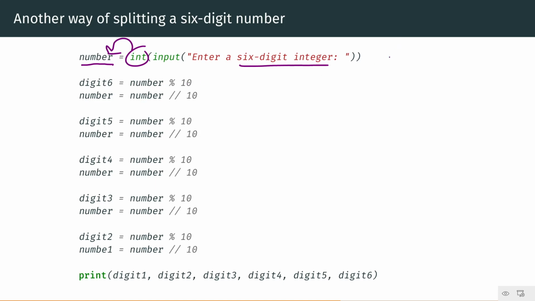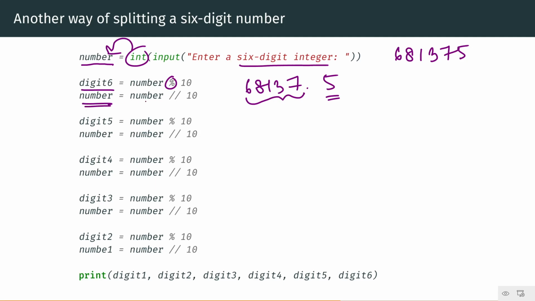So let's say the user entered, I don't know, 6, 8, 1, 3, 7, 5 or something, right? A 6-digit number. So you divide the number by 10, right? And you get 68137 decimal 5. And this 5, which is the rightmost digit, which is also the remainder, is stored into digit 6, right? And the remaining 68137 is stored into number. So the number variable is updated.